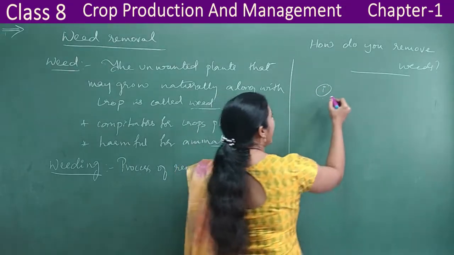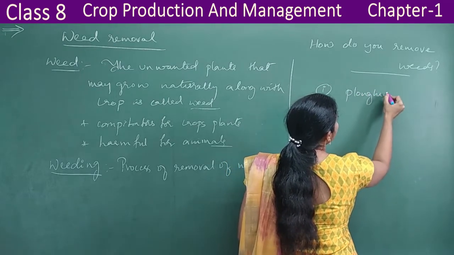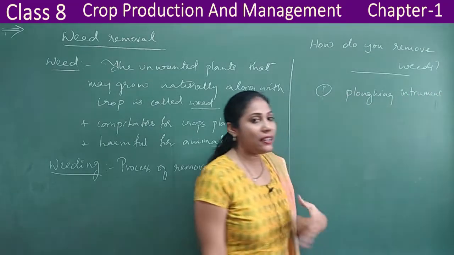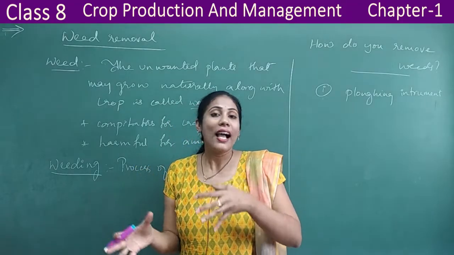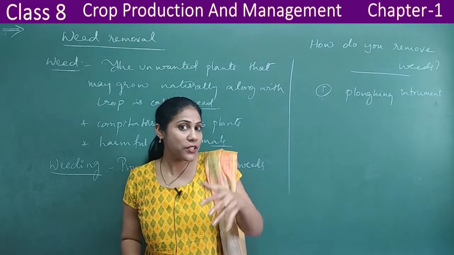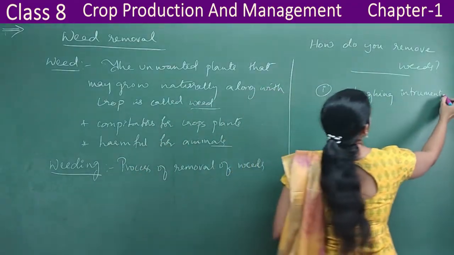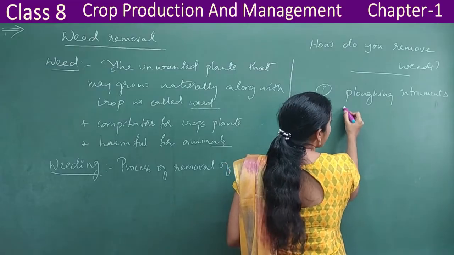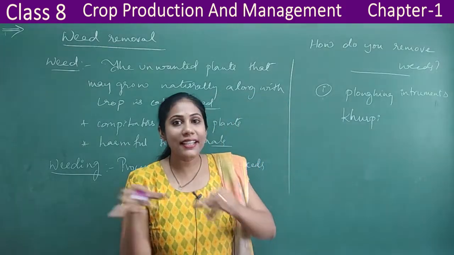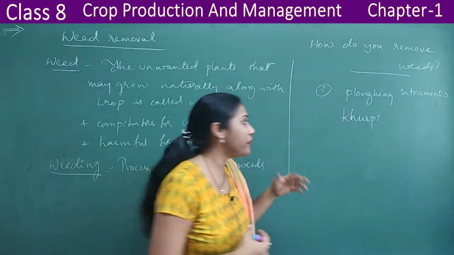You can remove them with the help of a ploughing instrument. Usually when you prepare the soil for sowing, you will have to remove the weeds present on that land. With what instruments do you remove such weeds before sowing? It is with ploughing instruments. It can also be removed with an instrument like a kurpi, which looks like a sickle. It is a sharp instrument using which we can remove the weeds.